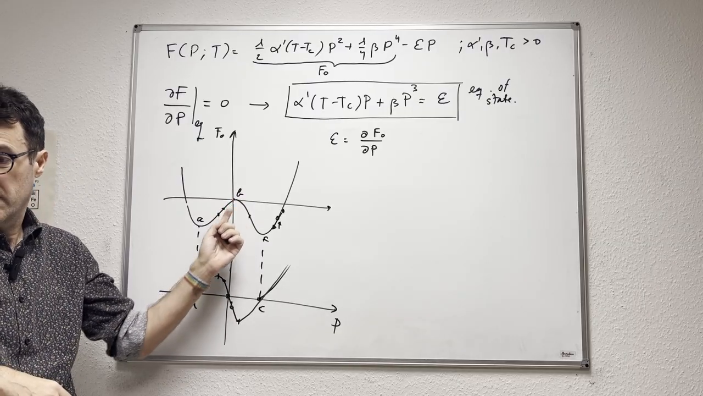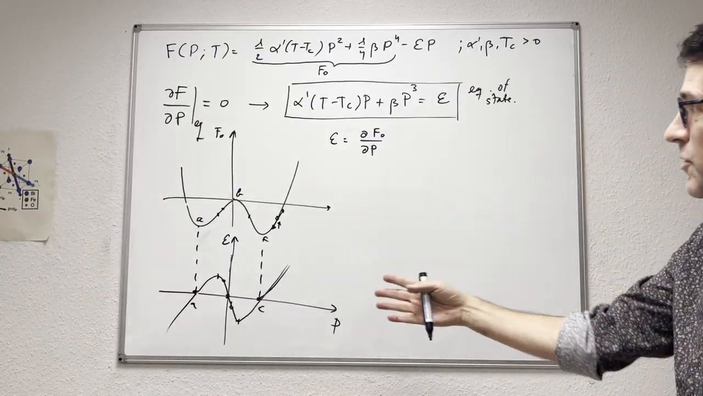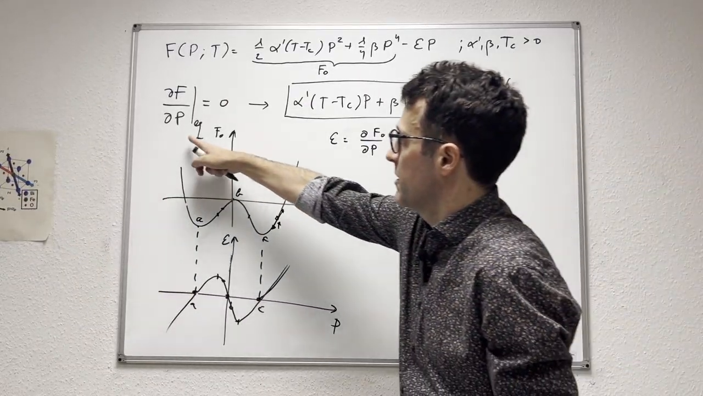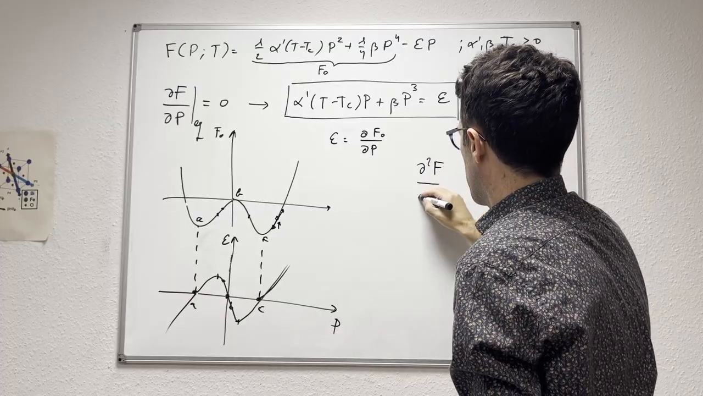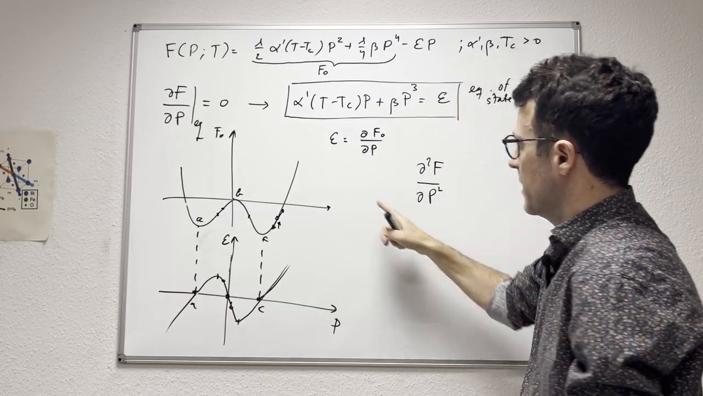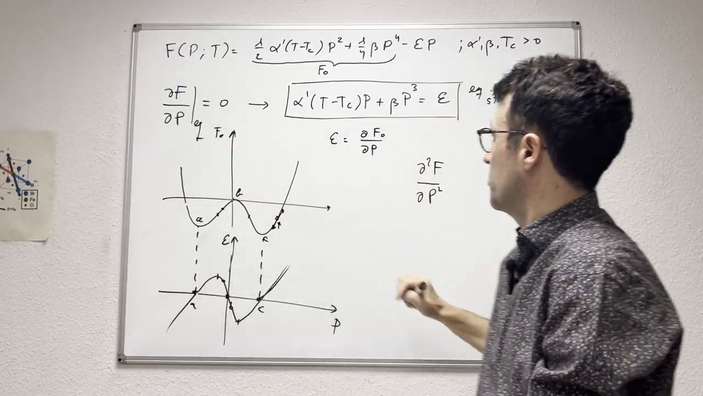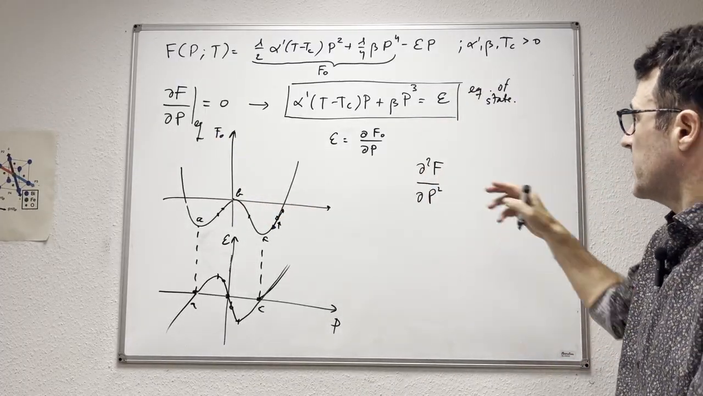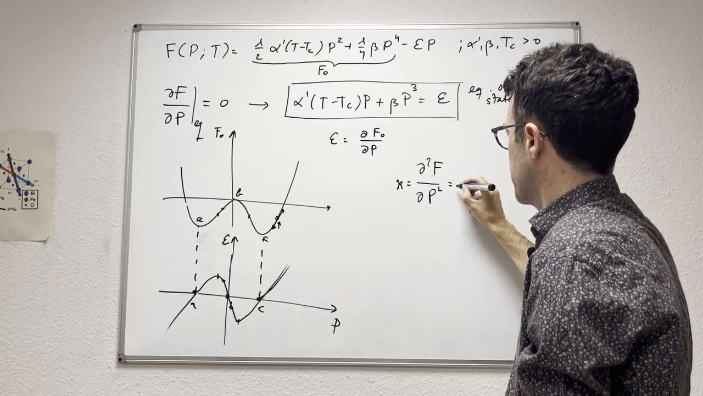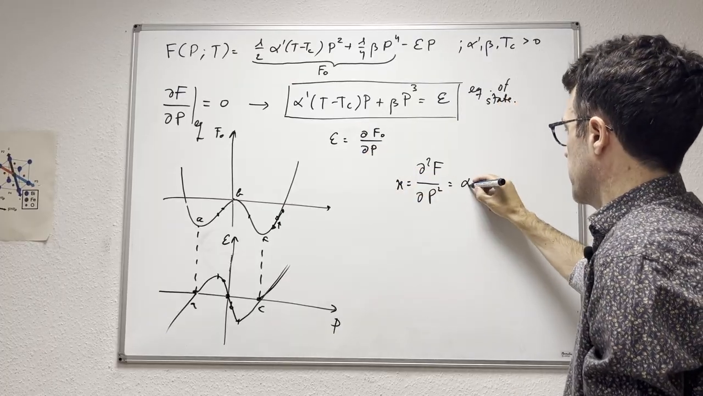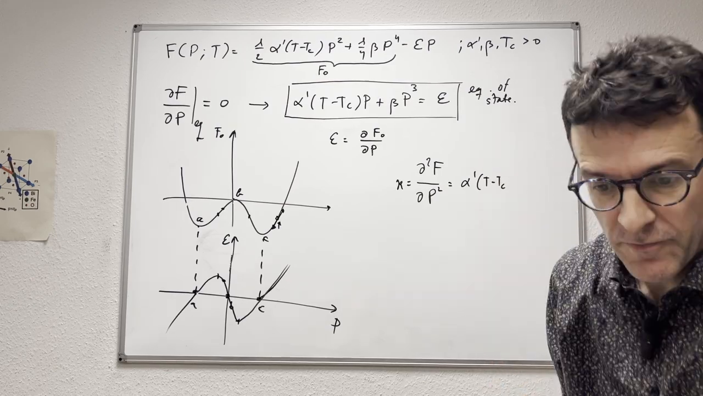Okay, and so if we think about the condition for stability, well, we simply have to take the second derivative of F with respect to P twice. This happens to be the same as the second derivative of F0 with respect to P twice, by the way, because this term goes away. We were calling this stiffness, and we know the expression for this, right? It's alpha prime times T minus Tc. But let me emphasize this here.